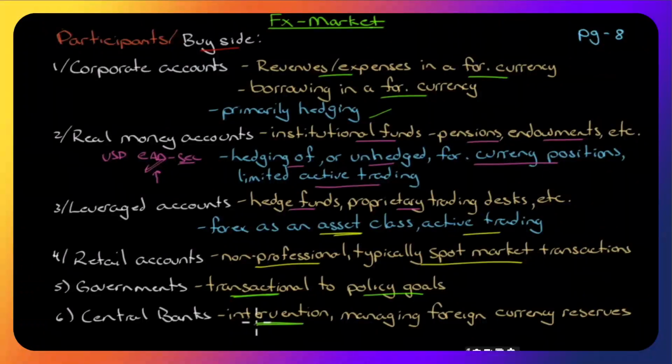Central banks, they do intervene in the currency to target a certain value, if the currency's too strong or too weak, they'll target a specific currency value. And central banks have foreign currency reserves. So every now and then a particular currency will build up to be too much. Then they have to sell that currency and buy their own currency.